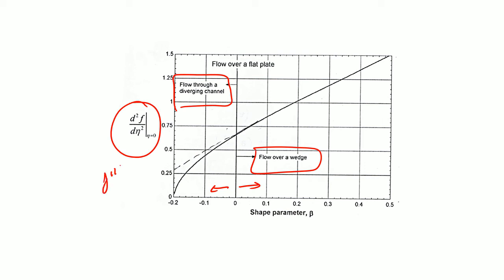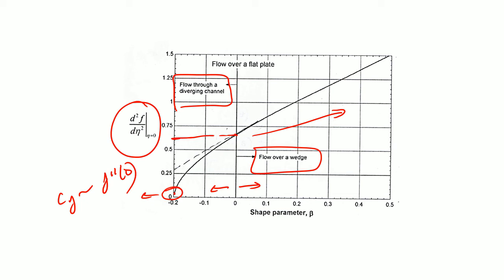This is your f double prime equal to 0. As we saw, Cf was proportional to this, correct. So, we can see in this particular case at 0, this is whatever value you get from your self similarity solution. As you go to about minus 0.2, everything separates and you basically get 0 shear over there. Beyond this, there is separation. Here, of course, you can see that the shear stress will continuously increase.